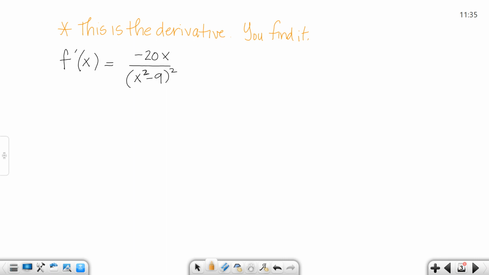Now, to find intervals of increasing and decreasing, once you get your derivative, you're going to set your derivative equal to 0, and you're going to see where your derivative is undefined. The derivative equals 0 when the numerator equals 0. The derivative is undefined when the denominator equals 0. So let's solve these. Take the square root of both sides.